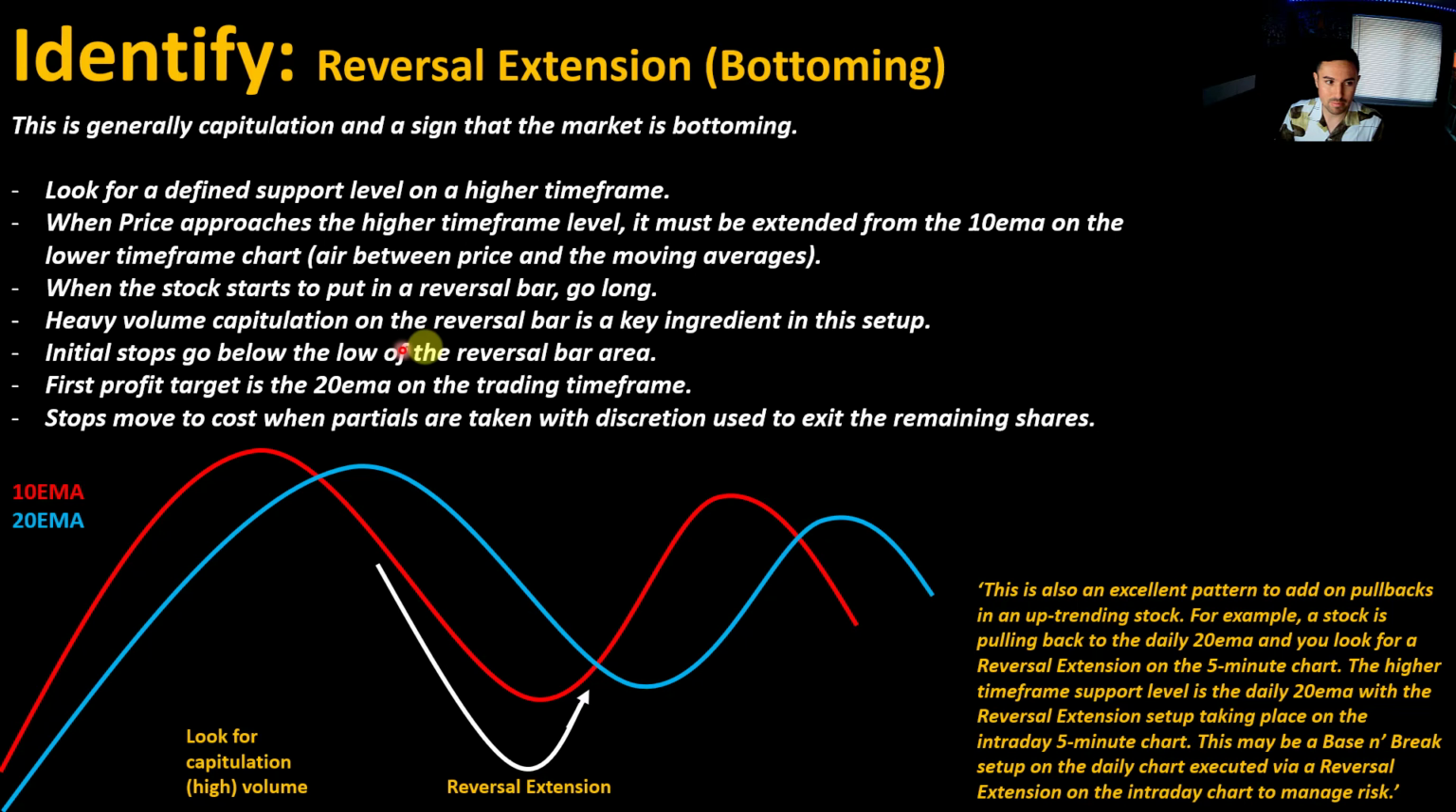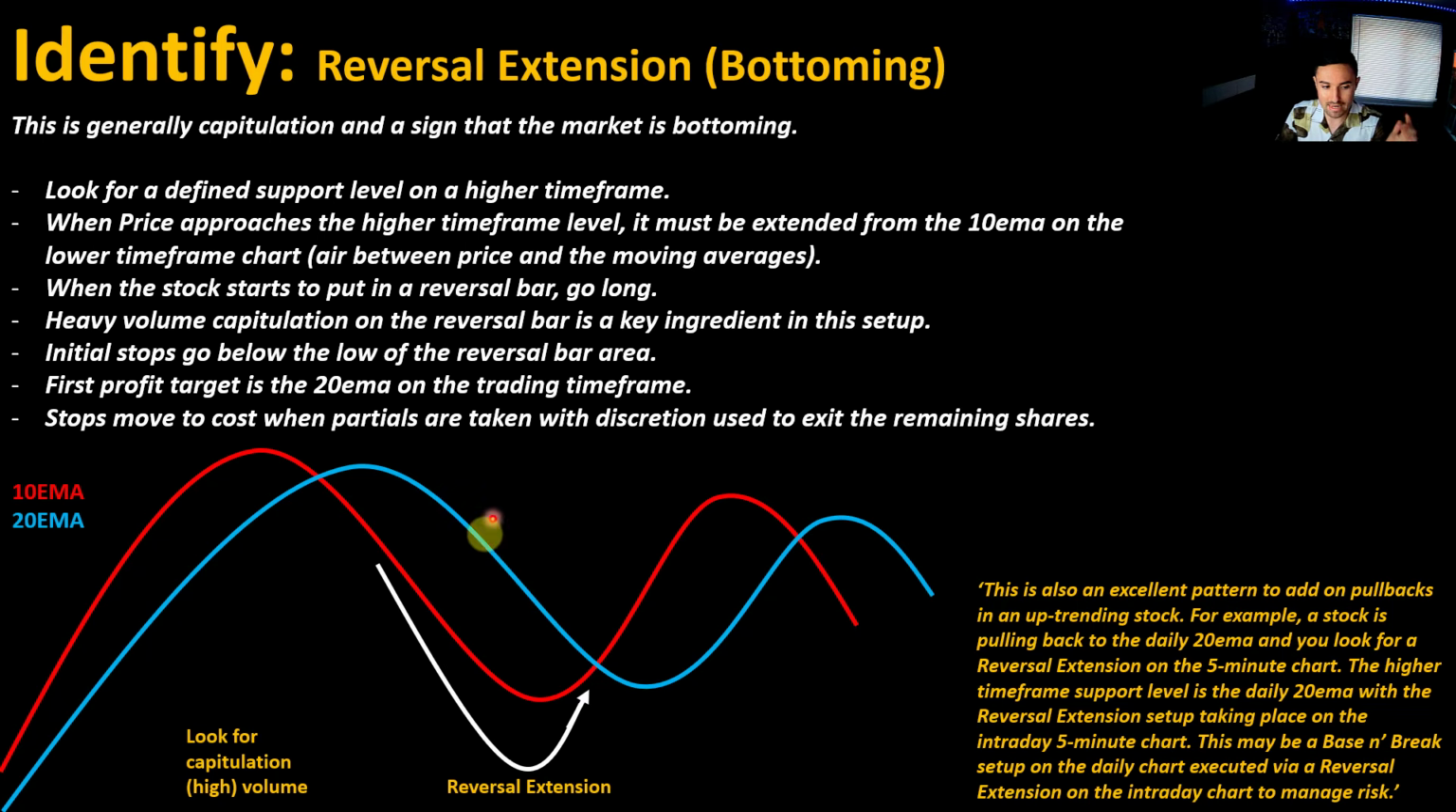Heavy volume capitulation on the reversal bar is a key ingredient in this setup. Initial stops go below the low of the reversal bar area. First profit target is the 20 EMA on the trading time frame. Stops move to cost when partials are taken, with discretion used to exit the remaining shares. And you might be like, what? This is initially, to get your head around it, a very complex strategy, but it all makes sense come the end. But you've got to understand all the component parts.